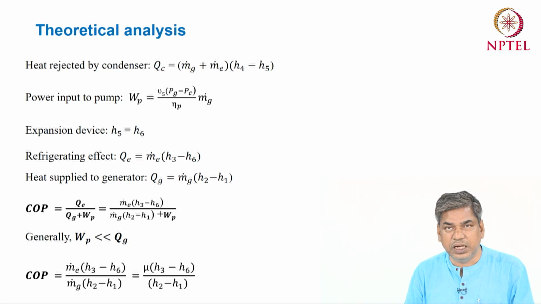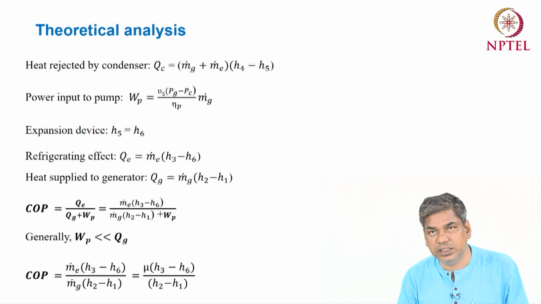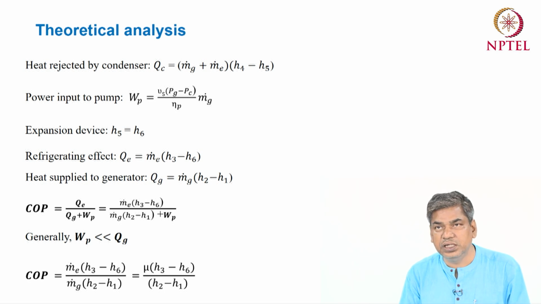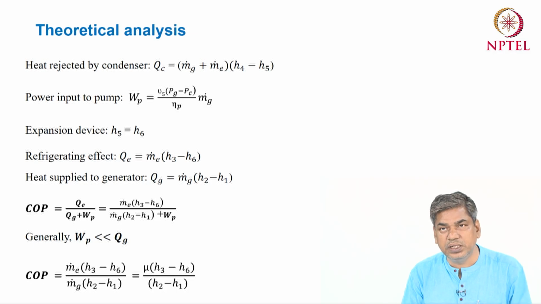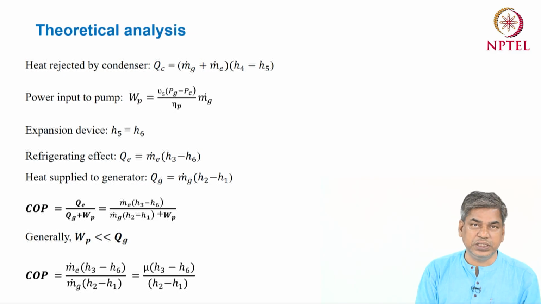Okay, so then ultimately your heat rejection to the condenser can be written by using this equation: (m dot g plus m dot e) into (H4 minus H5). Then the power input to the pump can be written by using this equation, where the small v5 is representing the specific volume at point 5, and (Pg minus Pc) divided by the isentropic efficiency of the pump, into the mass flow rate m dot g.